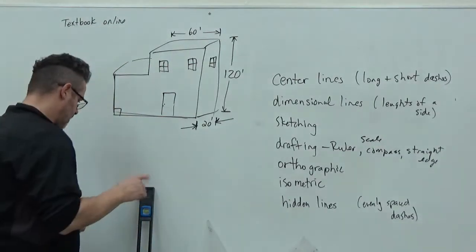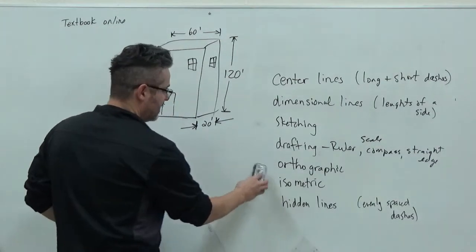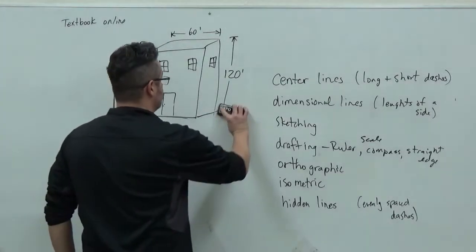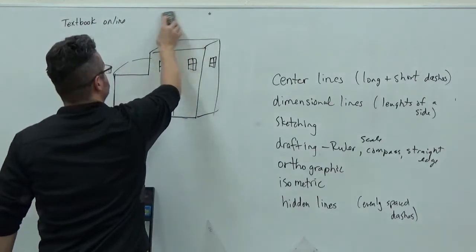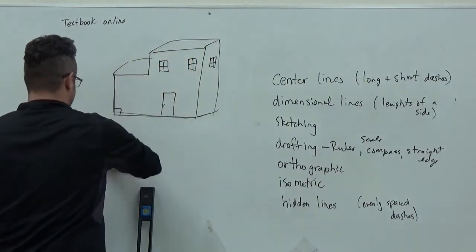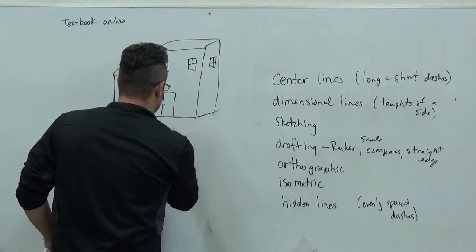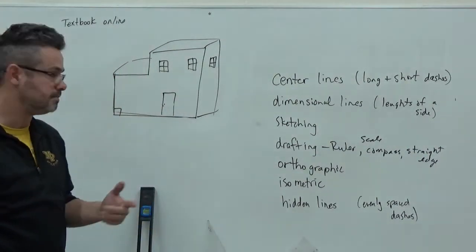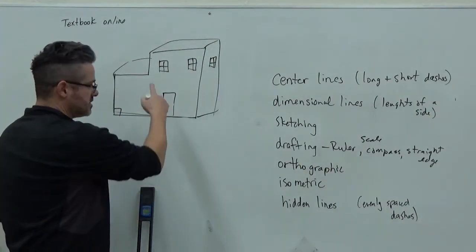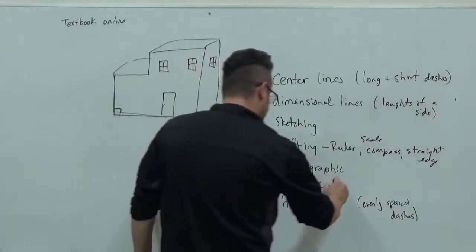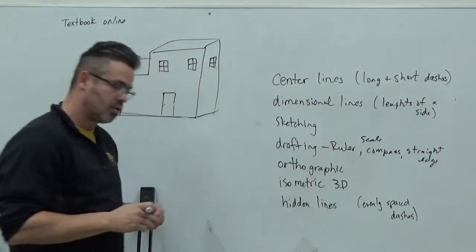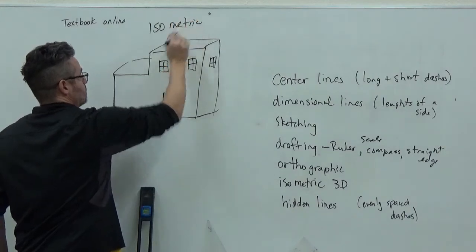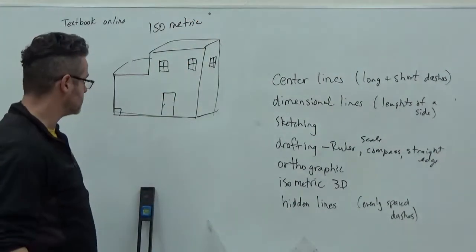Now, how about orthographic and isometric? We've come across that before. Well, what I have here is one of the two. I'm going to let you try to take a guess before I give you the answer. What is this thing? Is this an orthographic picture or an isometric picture? Okay, so this is 3D. So 3D is our isometric. So this is an isometric picture, an isometric sketch in this case.